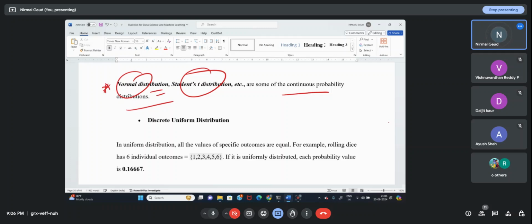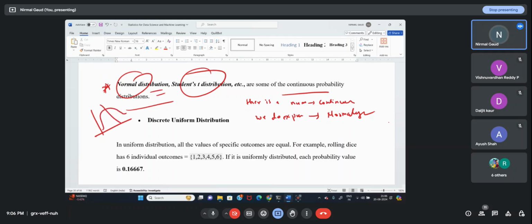If there is a numerical continuous feature, we do expect that it should be normally distributed. I already told you what normal is. Normal or Gaussian, it's all the same. That means symmetry. So normal distribution is a very famous continuous distribution. What is student t? I will let you know ahead.